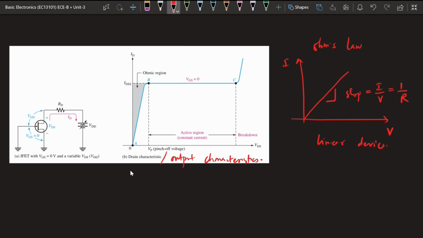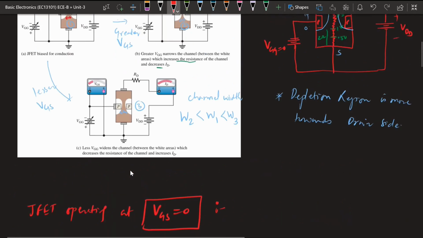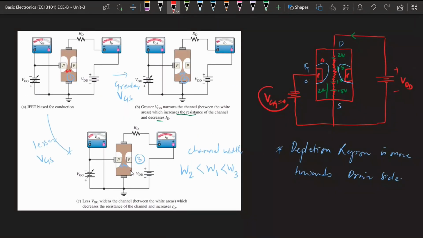So in this case also, as we are increasing the VDS, the ID is going to increase linearly. That means in this region it is going to behave like a resistor. So the channel region in this case will be behaving like a resistance. That's why it is called the ohmic region. So in the previous discussion we have seen this as the characteristics. Here VGS is 0, and we are varying this VDD. As we vary the VDD, VDS will be varying. In that case, this channel region will be behaving like a resistor, and whatever voltage drops will be there are across the resistor.